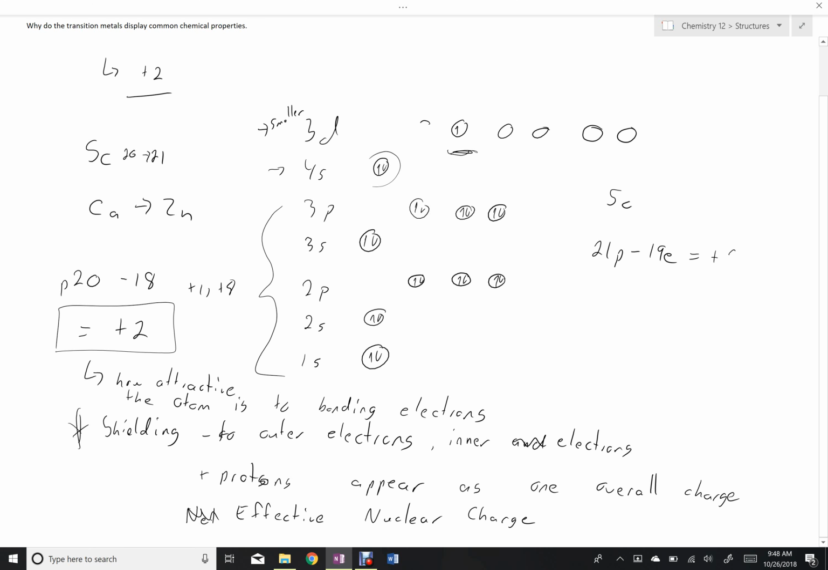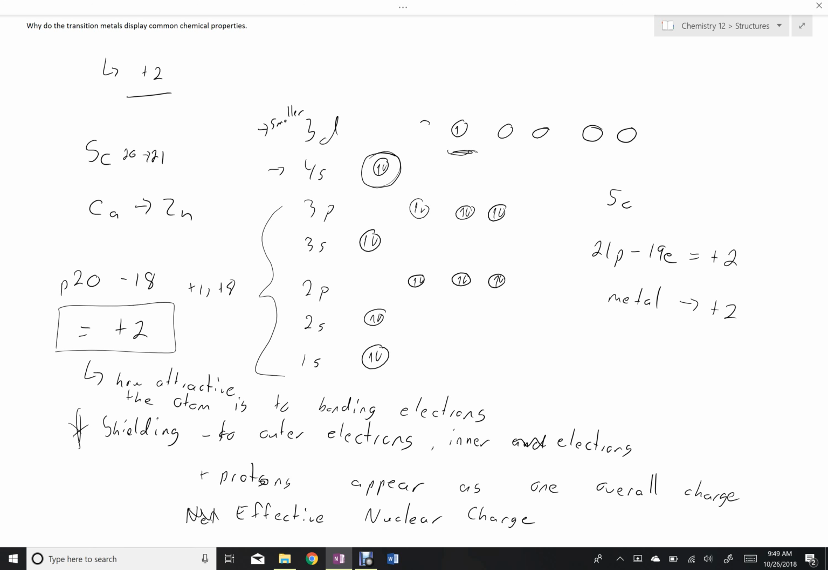So when this atom is considering what it's going to do to bond, it still has 2 electrons that are fairly available to be given away, so it's still behaving as a metal, and it's still behaving as a metal that wants to form the charge +2. So despite the fact that I added a proton, I also added an inner electron, and as a result, from a chemical reactivity standpoint, scandium is essentially the same as calcium.